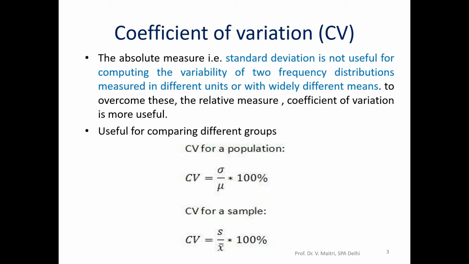We know the formula for coefficient of variation. For a population, it is sigma by mu multiplied by 100%, and for a sample, it is standard deviation divided by sample mean multiplied by 100. We also know that coefficient of variation is a relative measure, and it is highly useful for comparing the variability between two different distributions. I am talking of these two formulas because this will continue up to the variance also.